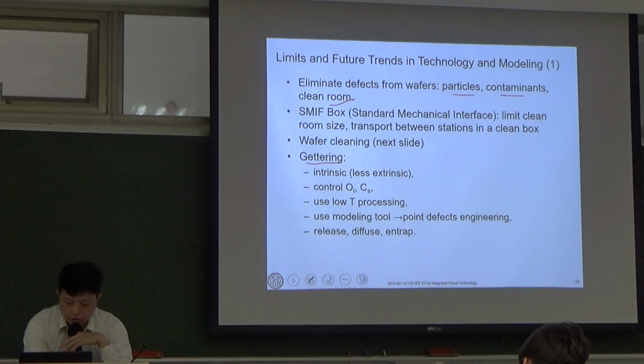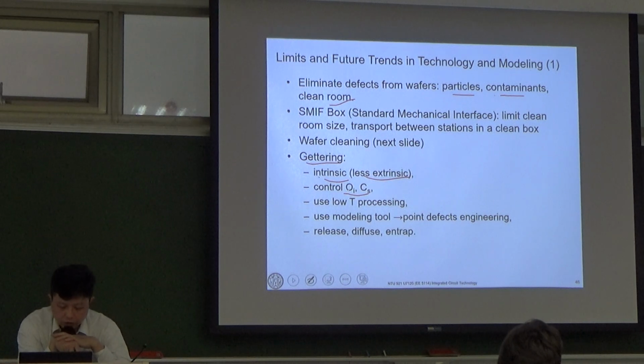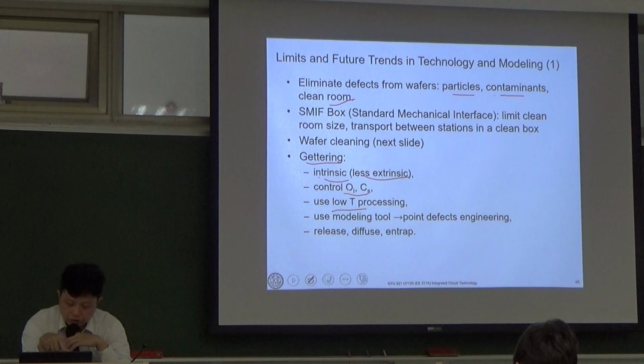Gettering, intrinsic and extrinsic. Okay, when we do the crystal growth, we can control the oxygen and carbon, and use low temperature processing because that will create fewer defects.